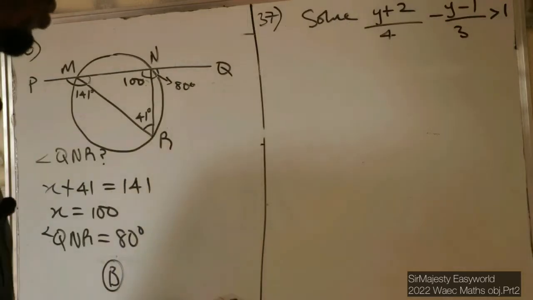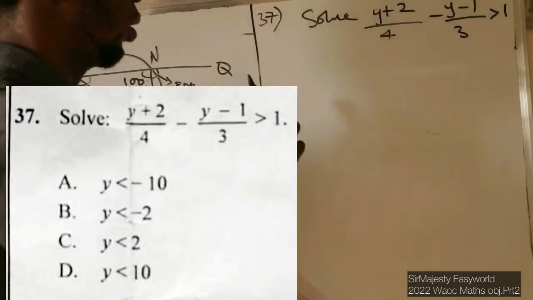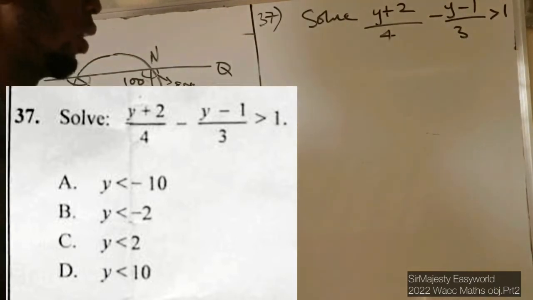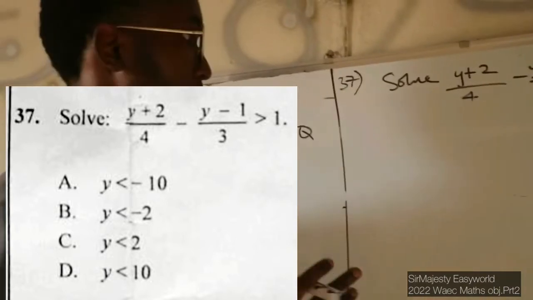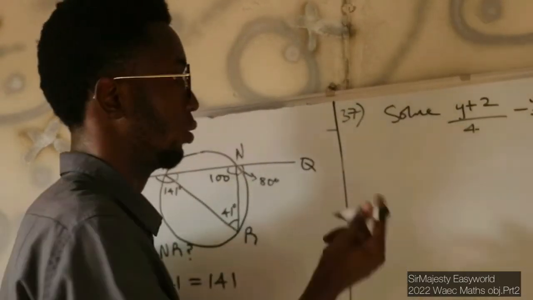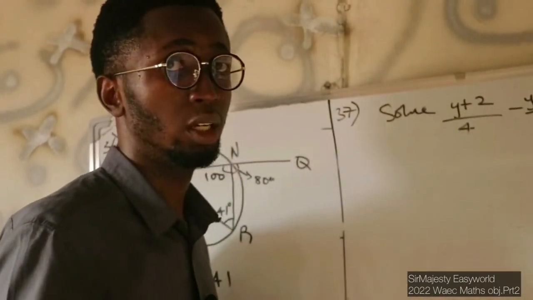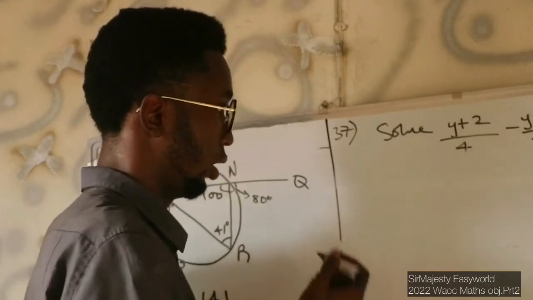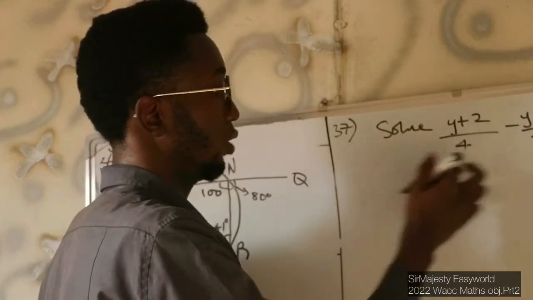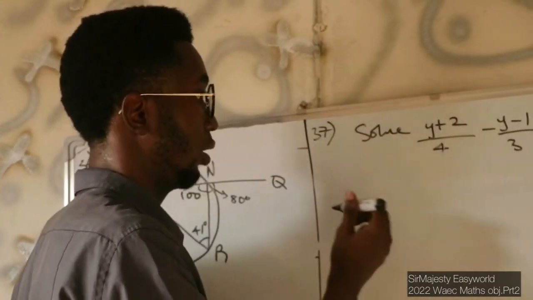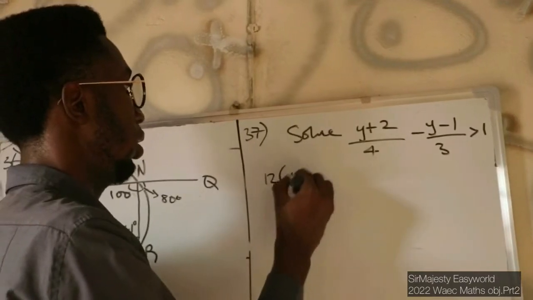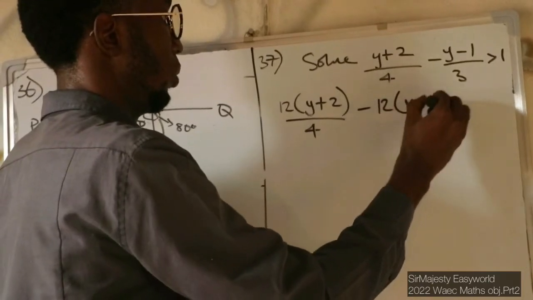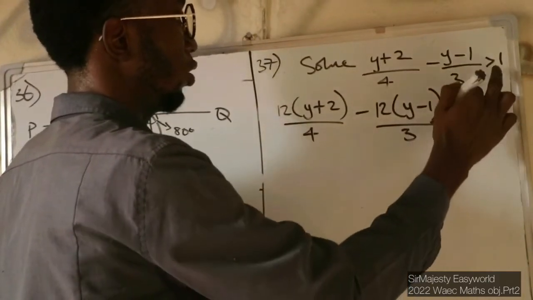Now we move on to the next question. It's an inequality. It says solve (y plus 2) over 4 minus (y minus 1) over 3 is greater than 1. We are going to solve this like an equation. We start by clearing fractions. To clear fractions, we multiply the whole term by the LCM of the denominators. The LCM of 4 and 3 is 12. So we multiply everything by 12: 12 times (y plus 2) over 4 minus 12 times (y minus 1) over 3 is greater than 12 times 1.